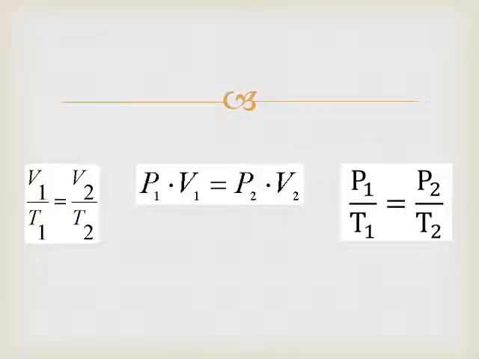These three equations here: V1 over T1 equals V2 over T2, P1 times V1 equals P2 times V2, P1 over T1 equals P2 over T2. They're individual equations relating to those three gas laws. So the first one, Charles's law, is how volume and temperature are related. Boyle's law in the middle was volume and pressure. And then Gay-Lussac's law on the right was pressure and temperature.